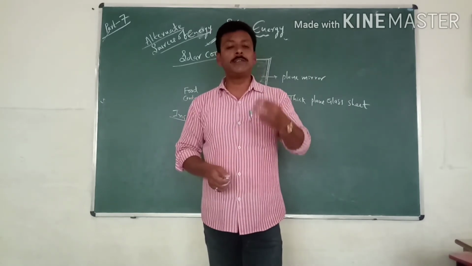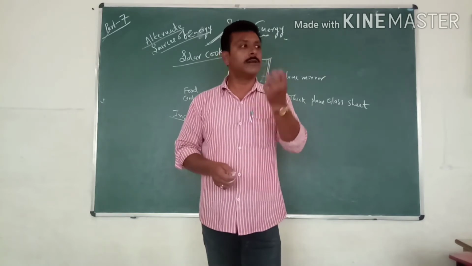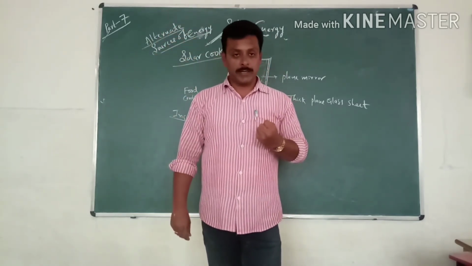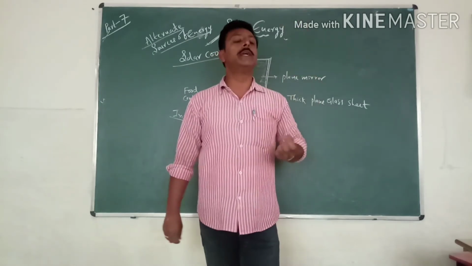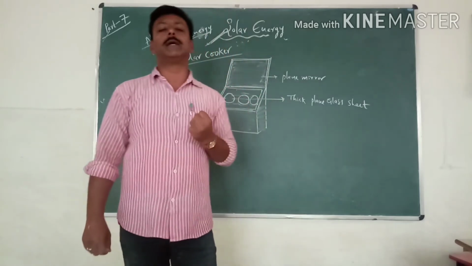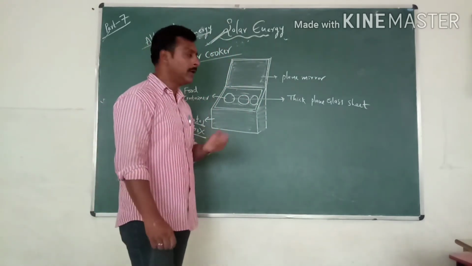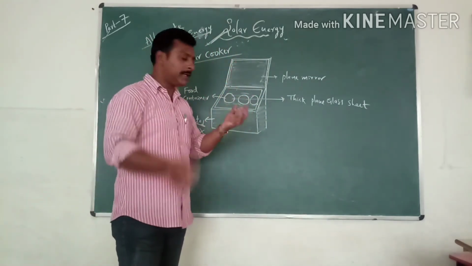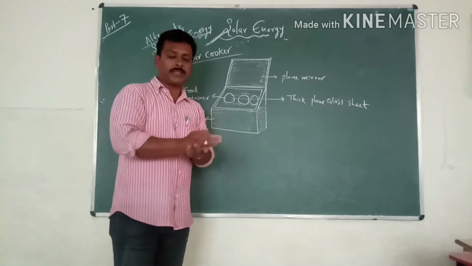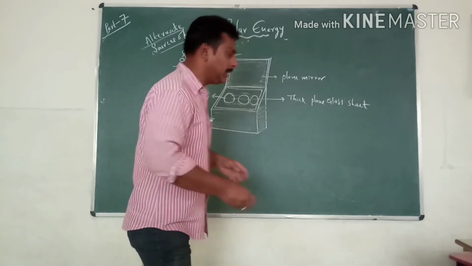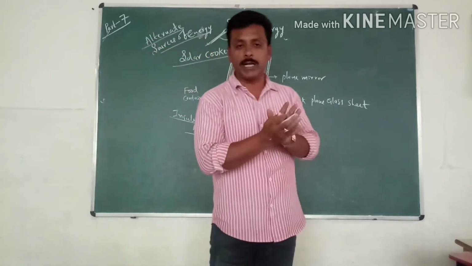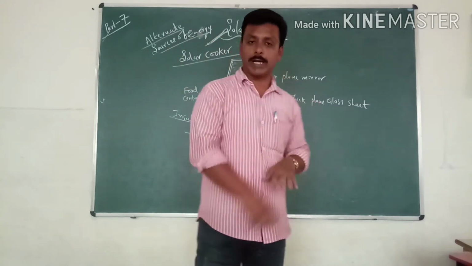Because white is absorbing very less heat energy. If they are wearing the black color dress, then it is absorbing more heat energy. Among all the colors, the maximum absorbable color is black color, because we wanted to collect the heat energy inside the box. So black is the best color to absorb more heat energy.